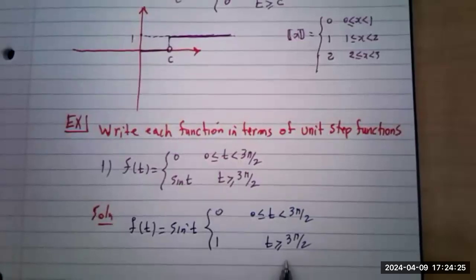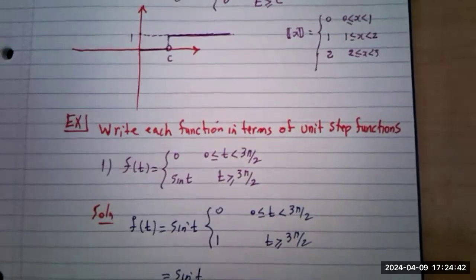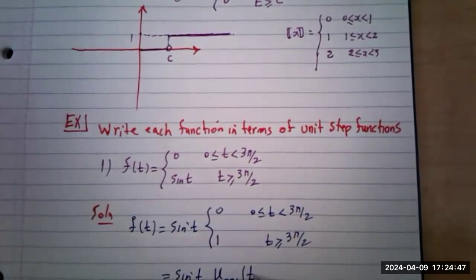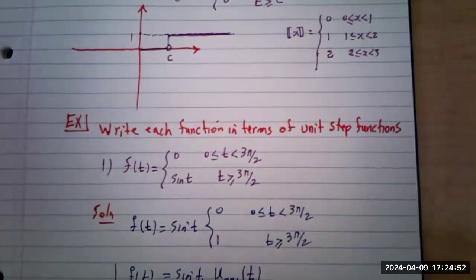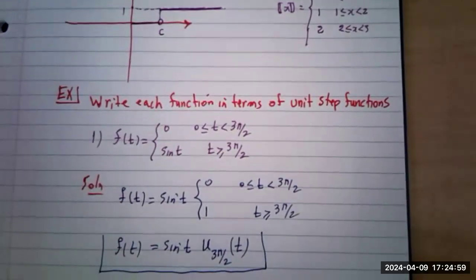Now this is going to be a unit step function. What is this one? How do you write it down in terms of the unit step function? See, the base is 3 pi over 2. So this is going to be equal to sine of t times u of 3 pi over 2 of t. So in short, this is going to be the function. So that would be easier to handle. Get these through these numbers.